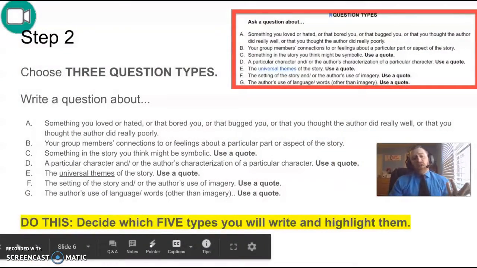Question E is a question about universal themes. We've been doing this all year. And if you're going to be doing a question about this, you might say, what theme did you see coming through in this moment? I thought I saw this. I could also see this. So you're trying to say, what theme or themes do you see coming through in this moment?